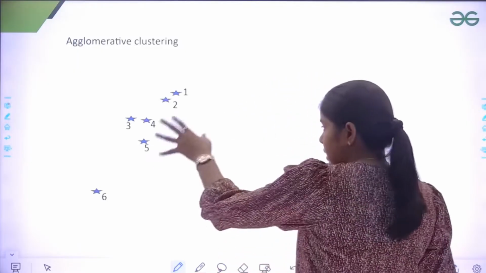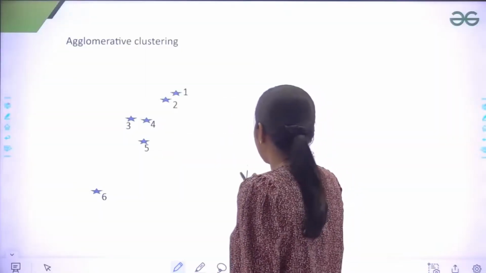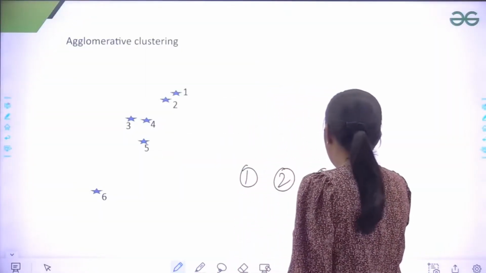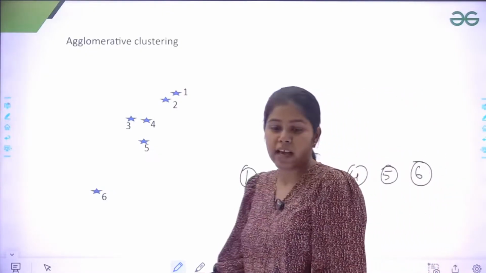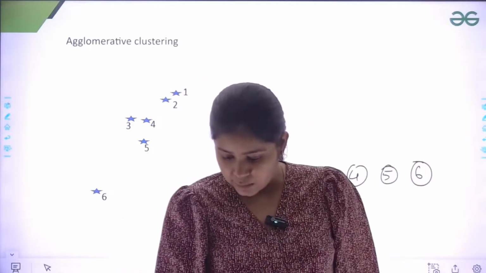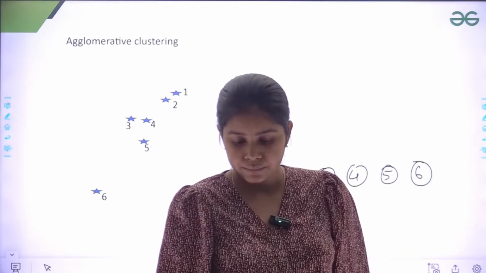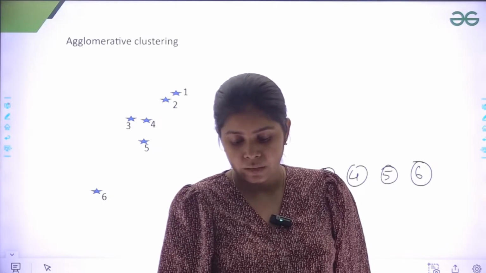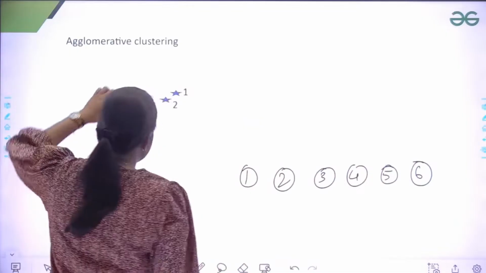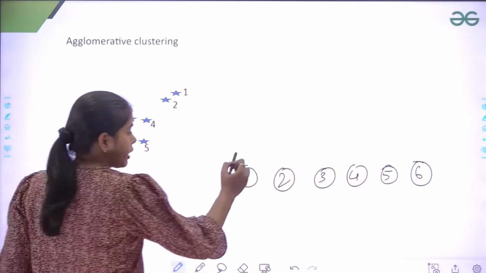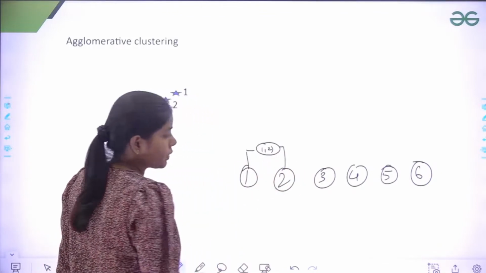So let's suppose we have this data set. It has 6 points. First of all, in agglomerative clustering, I'll take 1, 2, 3, 4, 5 and 6 as 6 different clusters. Does anybody know what agglomerative clustering is? Anyone, guys? So basically, you can see directly that 1 and 2 have the minimum distance. So the first cluster gets merged as 1, 2. This is my first cluster.